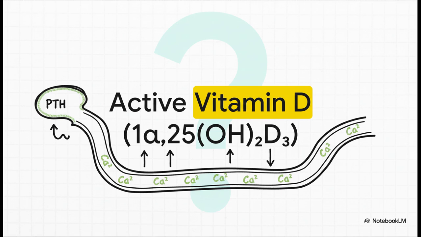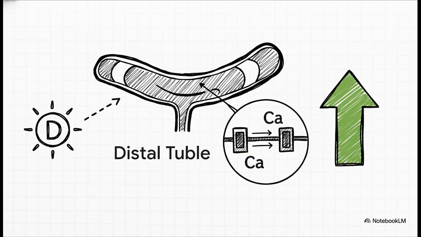Okay, next up, we've got active vitamin D, PTH's crucial partner in crime. So what's its move? Does it crank calcium reabsorption up or dial it down? And what part of the nephron is its main stage? And the answer is higher. Again, its main playground is the distal tubule.